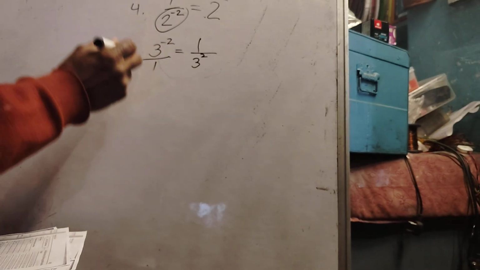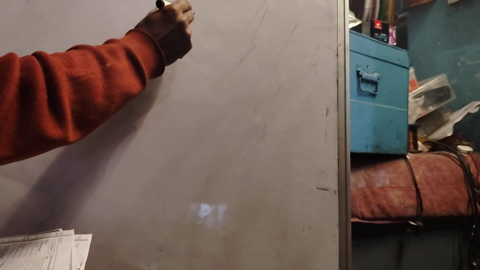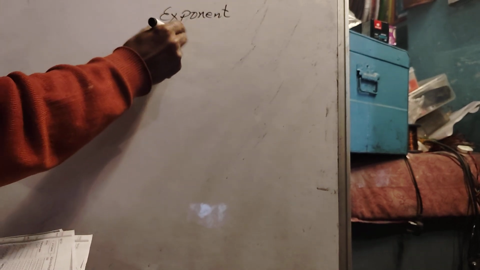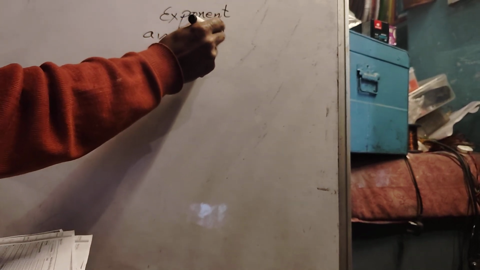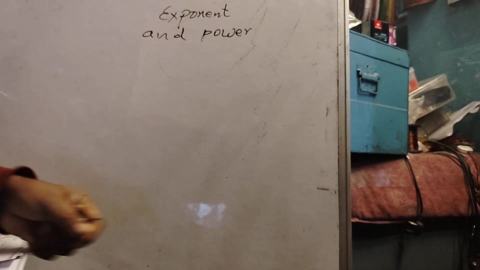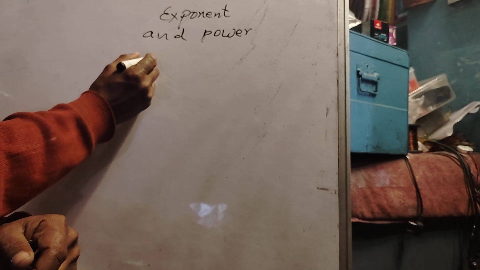This chapter is called Exponent and Power. This chapter here is Exponent and Power. Exponent and Power, the name of the chapter. Okay. So in exponent and power, there is a rule.